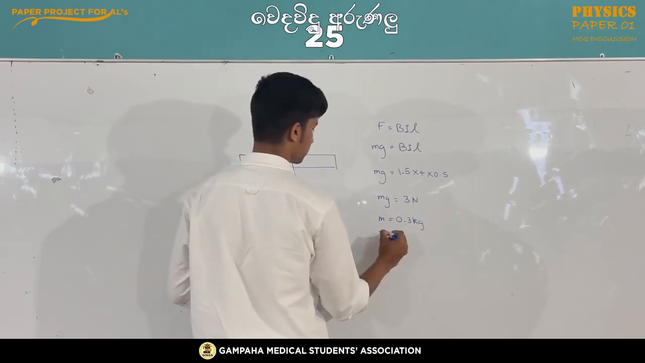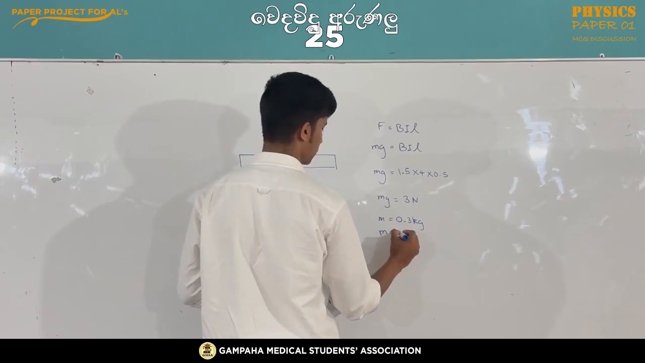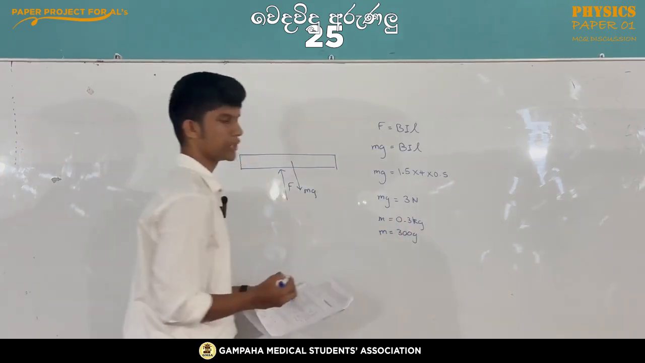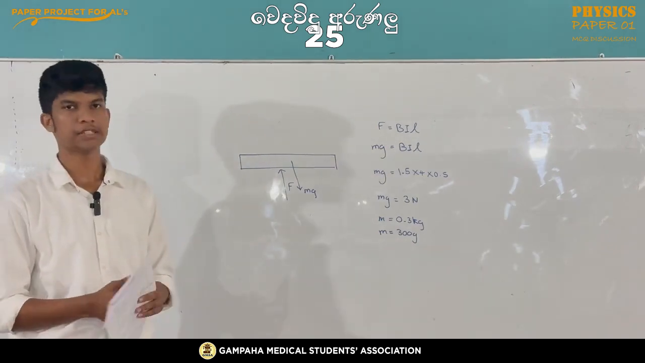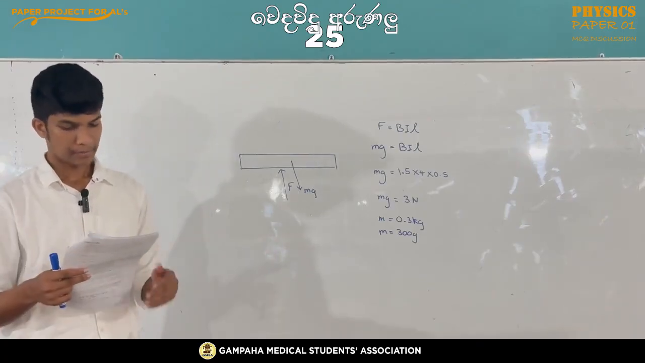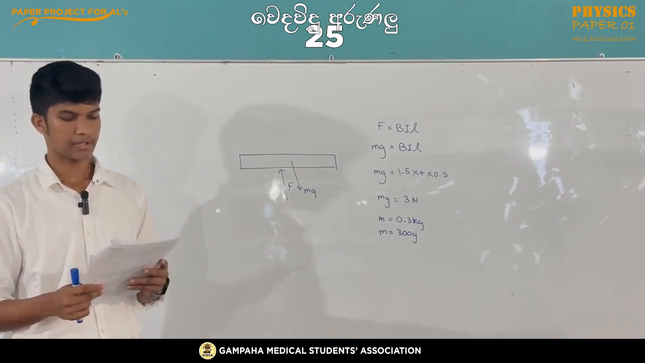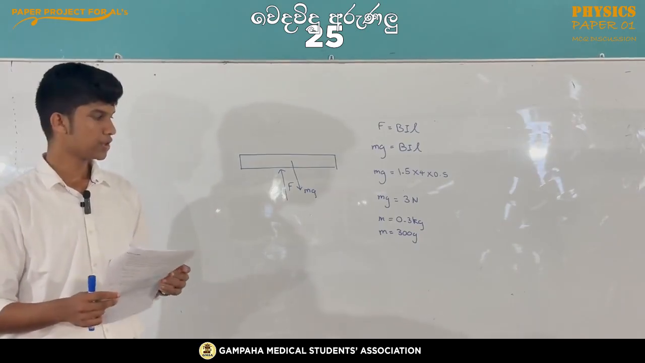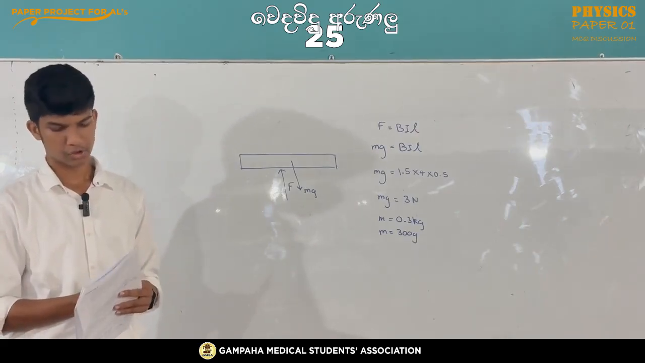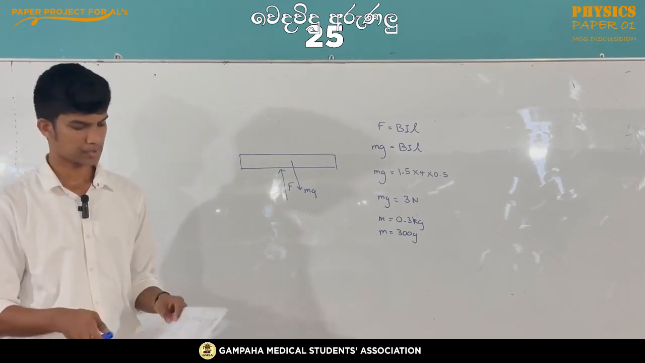So that means the mass should at least be equal to 300 grams. So this is the minimum mass that the rod should have. But the correct answer is, the mass should be greater than 300 grams. It should either be 300 or greater than 300 for this fuse to be blown out. So the most accurate answer is the third answer.